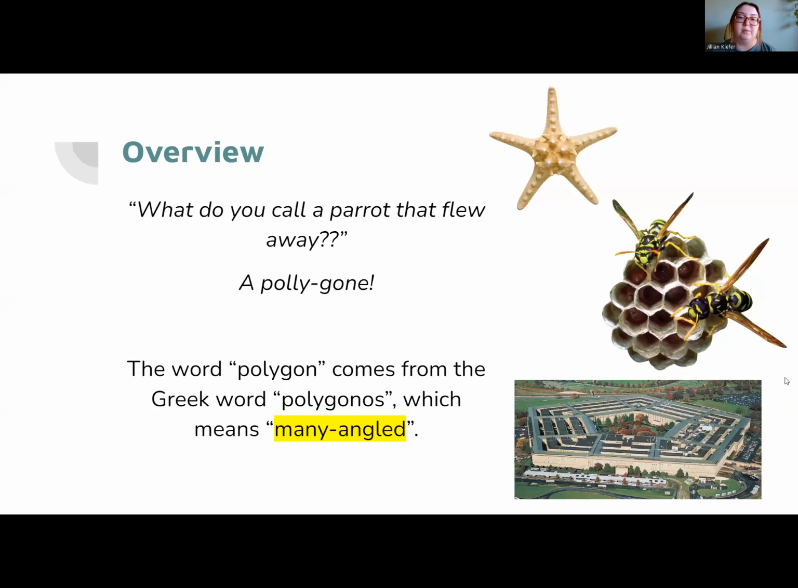So as an overview, what do you call a parrot that flew away? A polygon. Wow. All right.